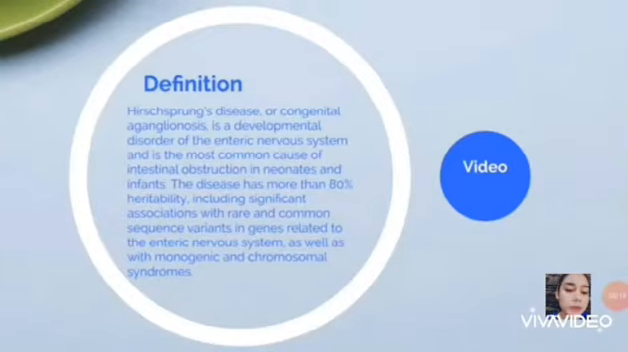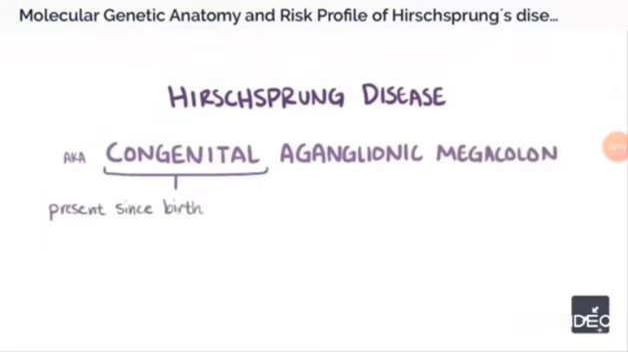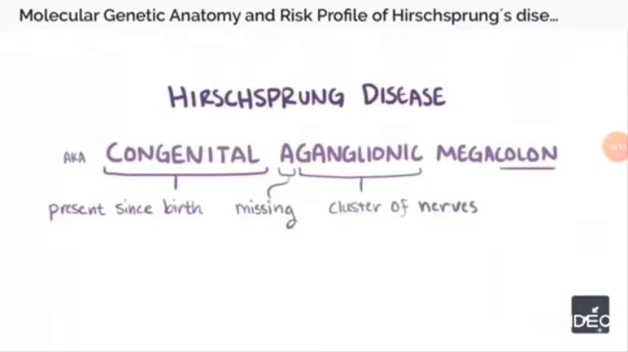Definition: Hirschsprung disease, or congenital aganglionosis, is the developmental disorder of the enteric nervous system. Hirschsprung's is a disease that's present since birth, in which a ganglion, or a cluster of nerves, is missing, which ultimately leads to a blocked colon, causing it to enlarge.